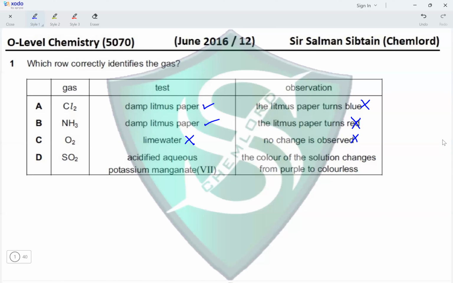And the last gas is SO2. And the test is acidified aqueous potassium manganate. Yes, that is the test that is performed for sulfur dioxide. The color of the solution changes from purple to colorless. Yes, because it gets oxidized. So the correct option for this question is option D.